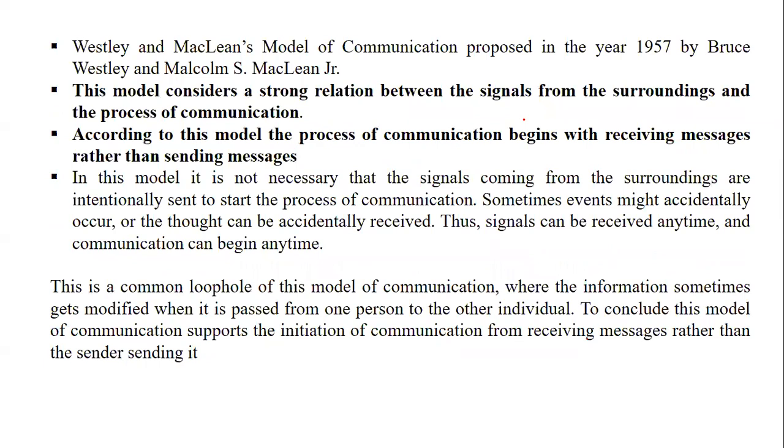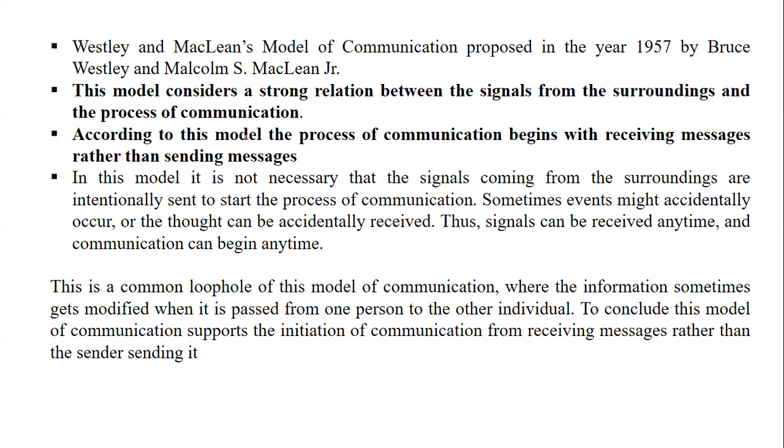Okay. Now, let's understand Westley and MacLean's model of communication. When we talk about the Westley and MacLean model, this particular model gets a signal from the surrounding. So there are certain signals through which the message gets initiated. Now, let us take an example. These signals can even occur accidentally. And that's how the process of communication starts. It happens due to signals which are accidentally occurring, and because of which the communication process gets initiated. Is it clear?